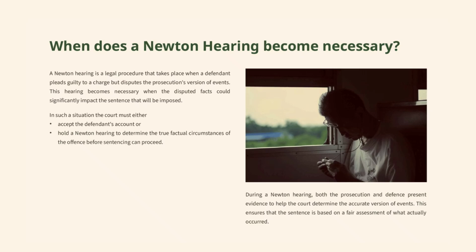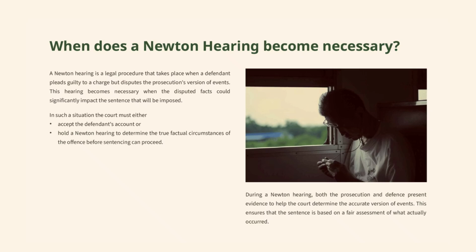When does a Newton hearing therefore become necessary? A Newton hearing is a legal procedure that takes place when a defendant pleads guilty to a charge but disputes the prosecution's version of events. The hearing becomes necessary when the disputed facts could significantly impact the sentence that will be imposed. In such a situation, the court must either accept the defendant's account or hold a Newton hearing to determine the true factual circumstances of the offence before sentencing can proceed.